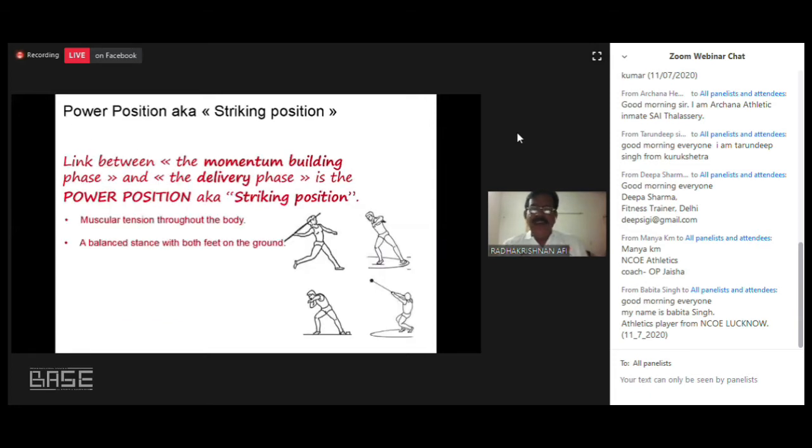And the power position, otherwise known as the striking position. I already explained in the beginning what things we have to remember when we teach the power position. Especially, we must ask the athlete to focus on keeping the body weight completely on the right leg. In all throws other than hammer throwing, the body weight is kept on the right leg throughout the throwing action. But in the hammer throw, the body weight is maintained on the left leg. And what is happening in the power position? There's muscular tension throughout the body and a balanced stance with both feet on the ground.